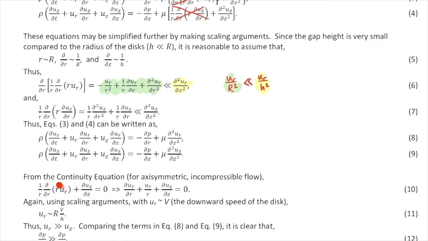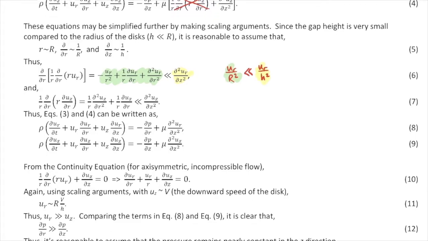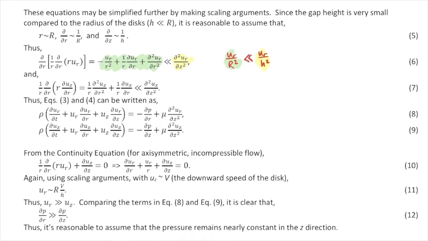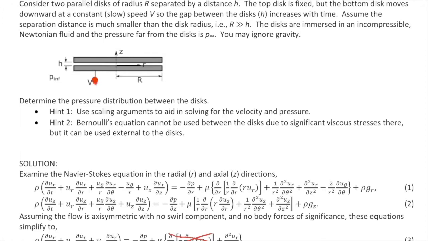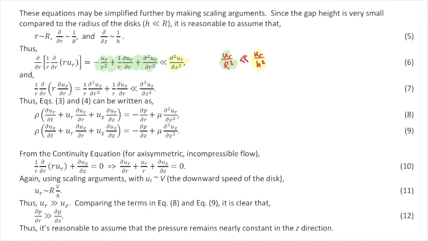And I can expand out this derivative. That's what this is right here. And I'll go ahead and make some scaling arguments here as well. So the z velocity will scale something like the capital V. Remember that capital V is just the downward velocity of the disk. So I would expect then the velocities in the z direction to be of the same order of magnitude as capital V here. It's a characteristic velocity in the z direction. So that's what this is.